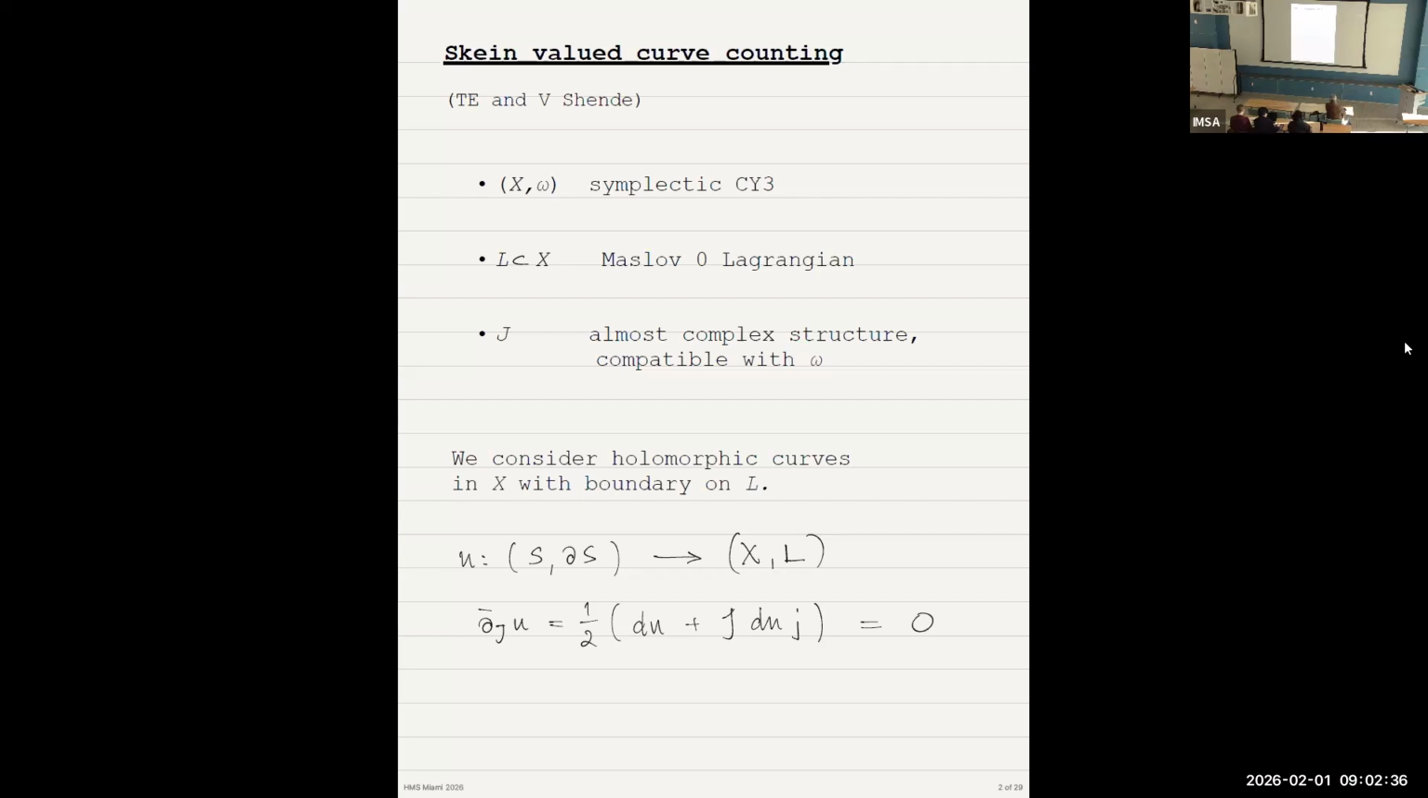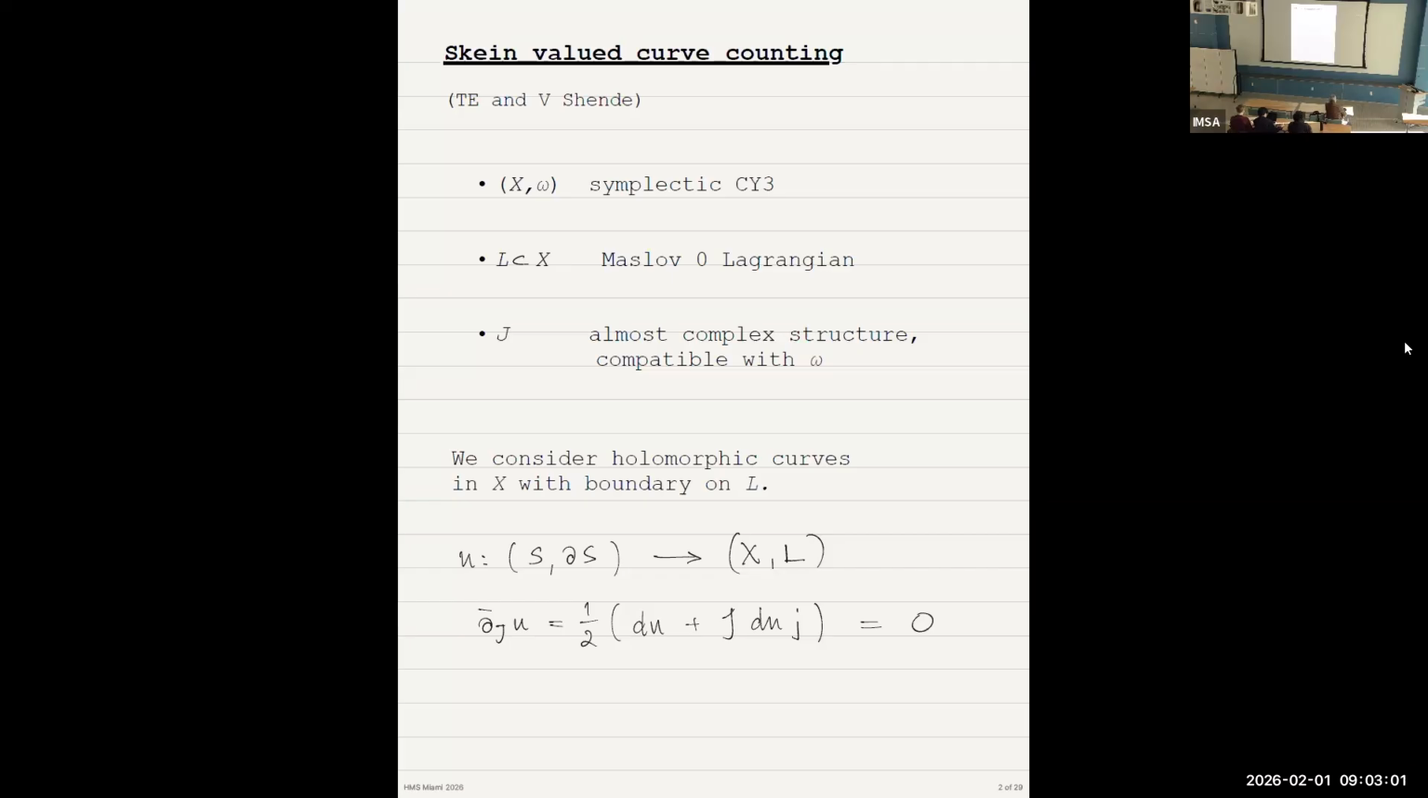is that of curve counting in dimension 3. So we have a symplectic Calabi-Yau threefold. It is most often actually not compact. If it's not compact, we have some control at infinity so that curves do not escape there. We will see in examples, it's pretty clear that there is no problem in that respect.